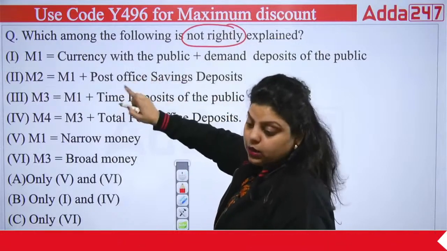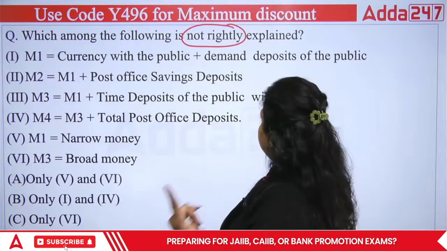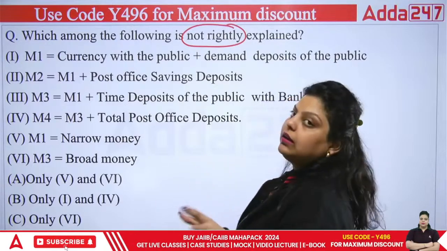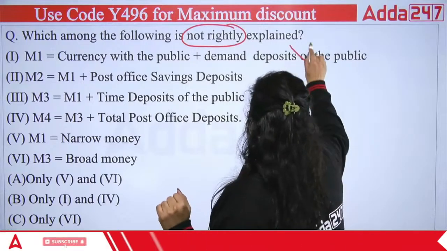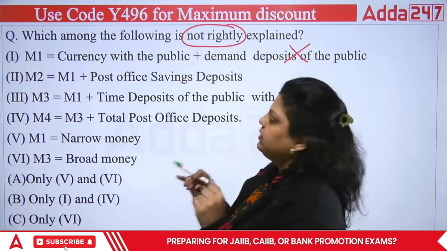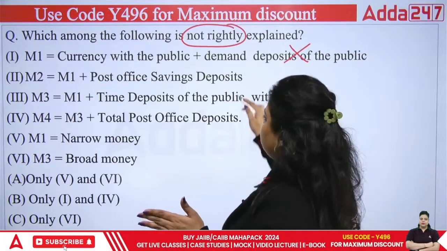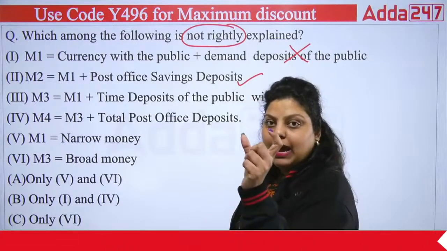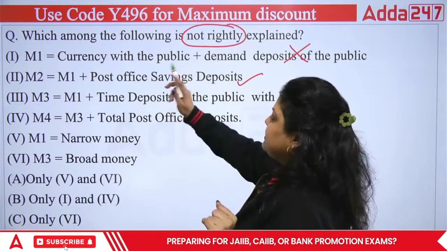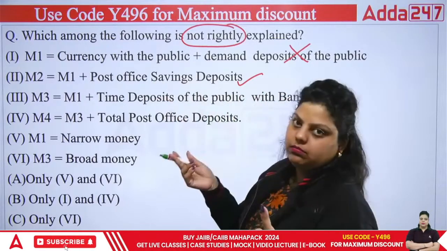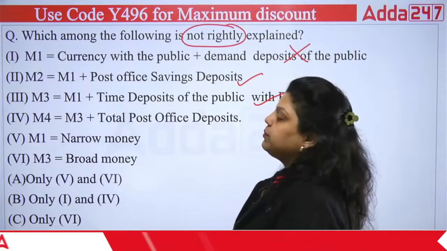Okay, a not-true kind of answer you have to give here. First is saying M1 is currency with public, demand deposit of public, nothing else. So what about deposit with RBI? It means this is not correct. This is not rightly explained, I can say. M2 is saying M1 plus post office saving deposit. This is true. When you add post office savings deposit with M1, it creates your M2. M3 is M1 plus time deposit with public, that we have discussed. This is also true.